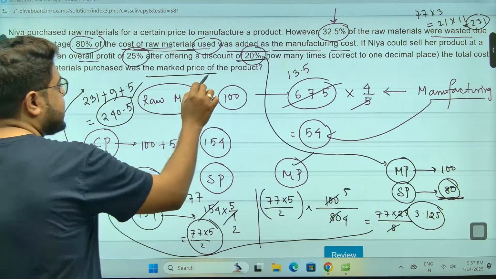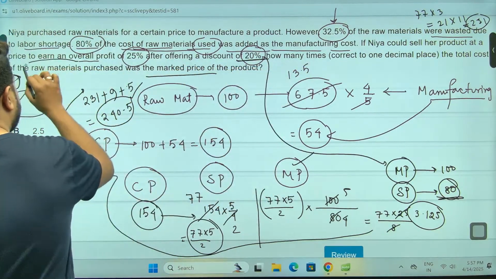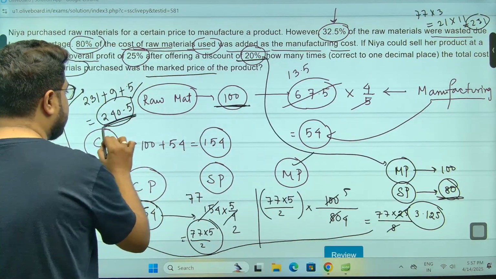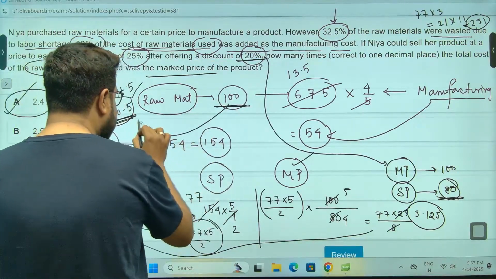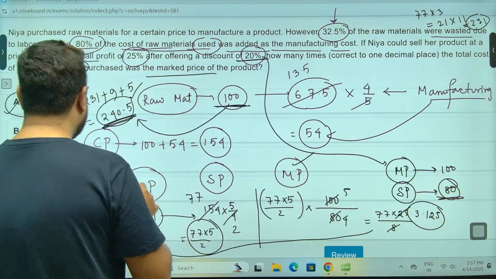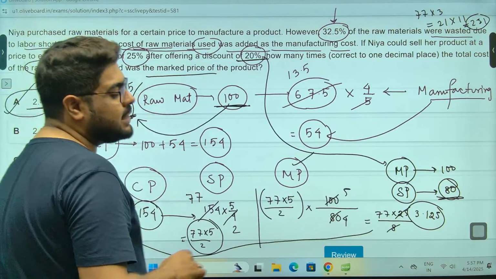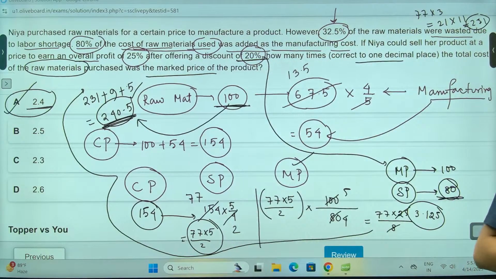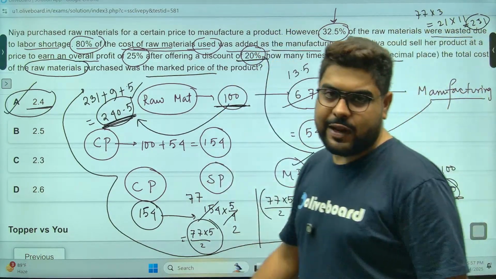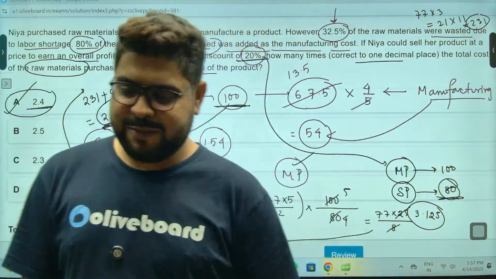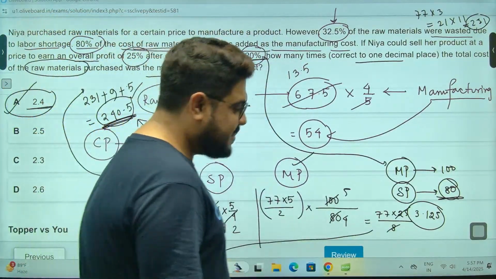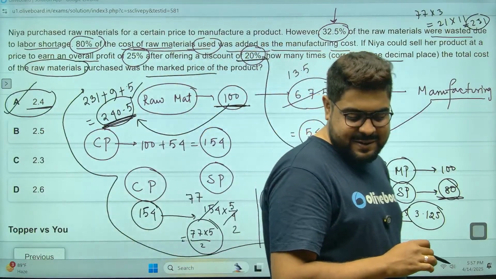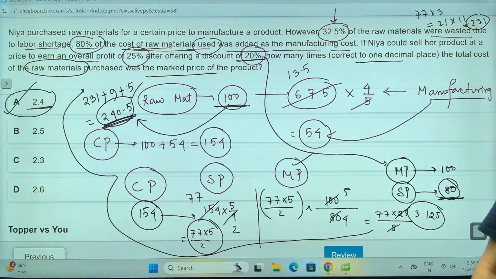So again, they're asking, please understand, cost of raw materials purchase, that was, sir, 100 rupees. They're asking this 240.5 is how much times of this 100. So it is 2.4 times approximately, correct to 1 decimal place. Actually, it will be 2.405 times. But again, the calculation was very, very tricky here.